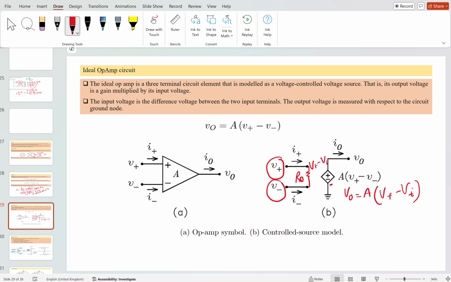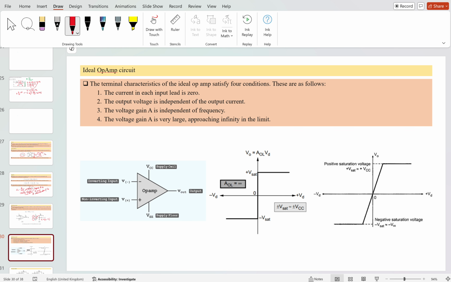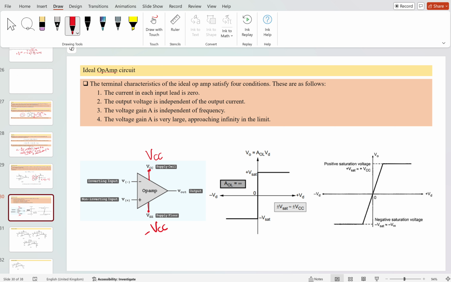Whatever voltage we apply from the input side gets amplified with a gain of A, multiplied with the difference you applied from the input side. The second important point is that this op amp has two supply voltages, VCC and VEE, or sometimes simply written as VCC and minus VCC. Why is this important? I will show you in the lecture here.